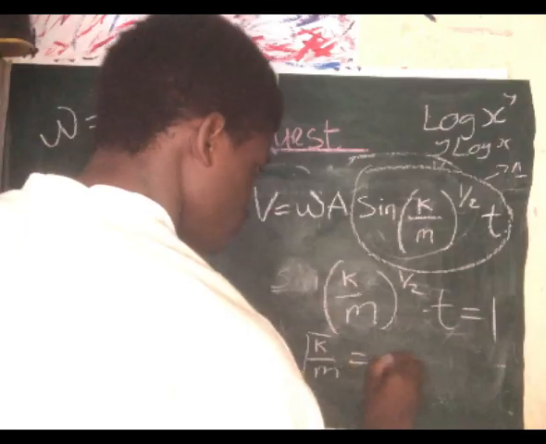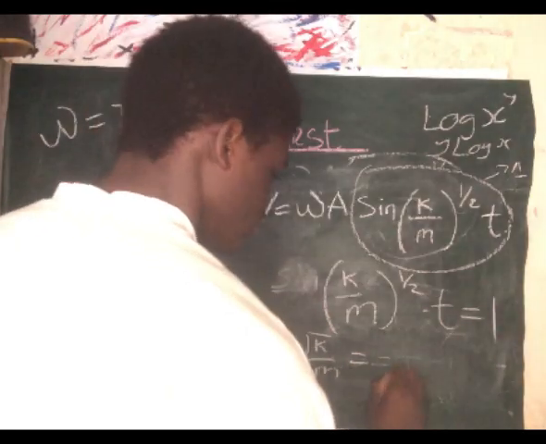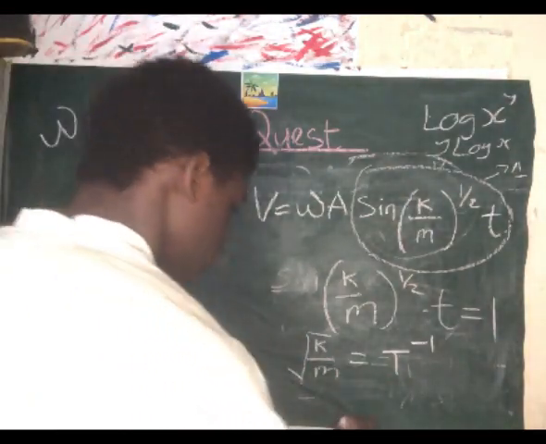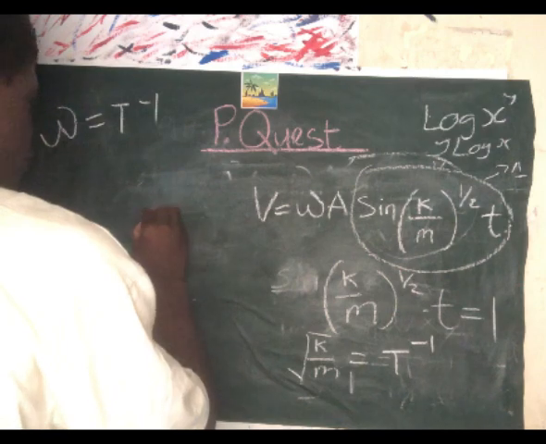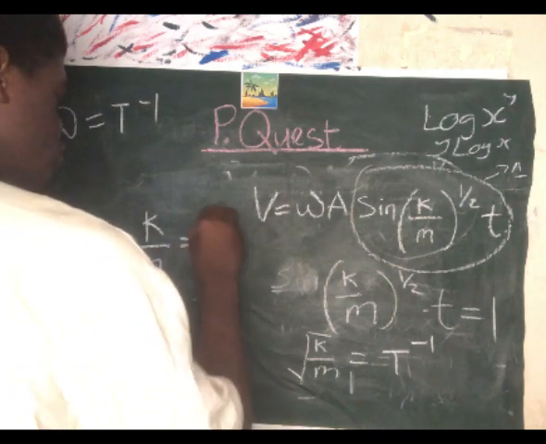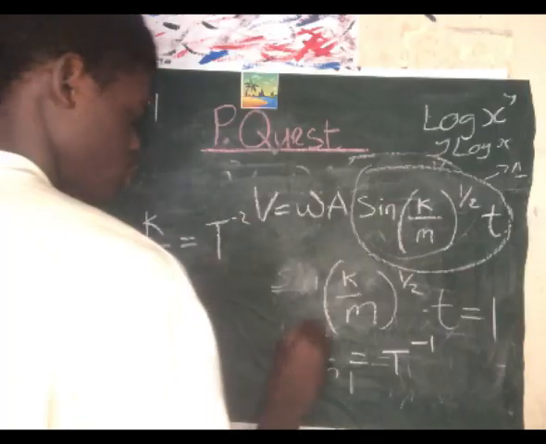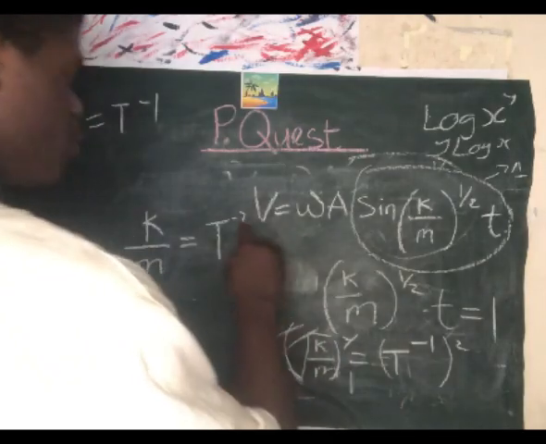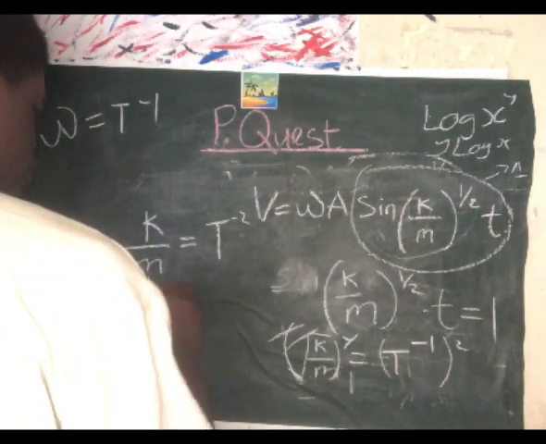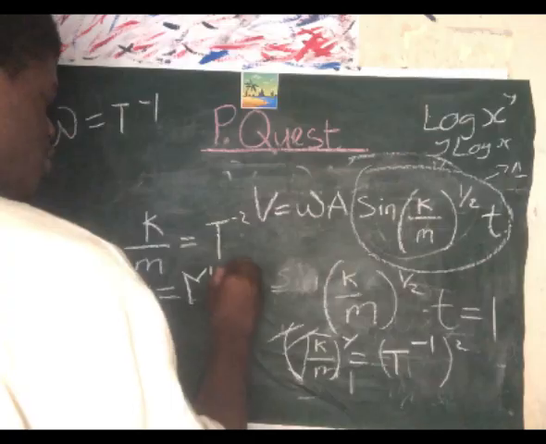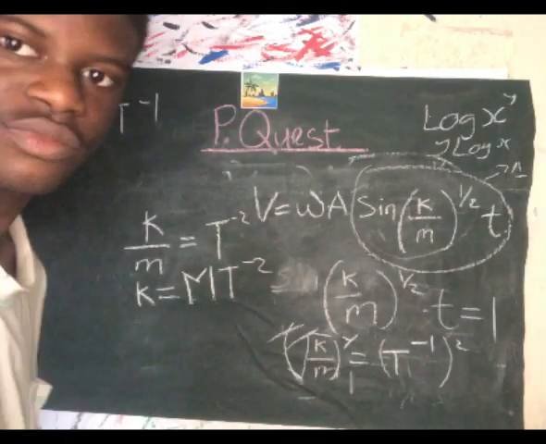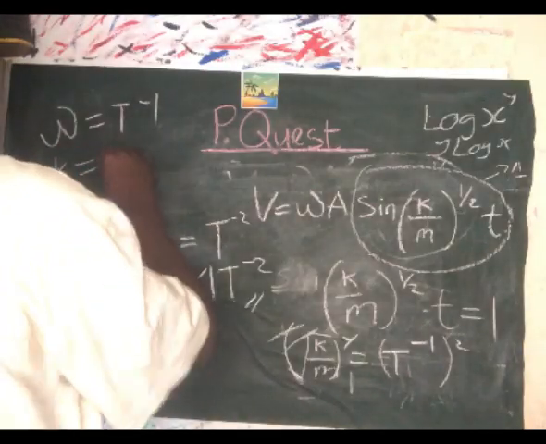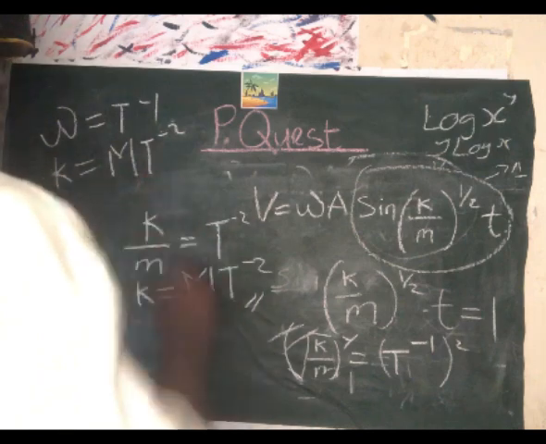Square root of K over M is equal to, when you bring T to the other side, T raised to power minus 1. You can square both sides and you get K over M is equal to T raised to power minus 2, because when you square this side, it cancels the square root, and when you square this side, it gives T raised to power minus 2. So K will be M times T raised to power minus 2. So that's how they got it. And you can see that the option is option D. The answer is option D.